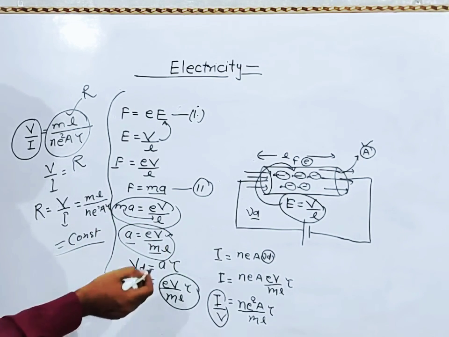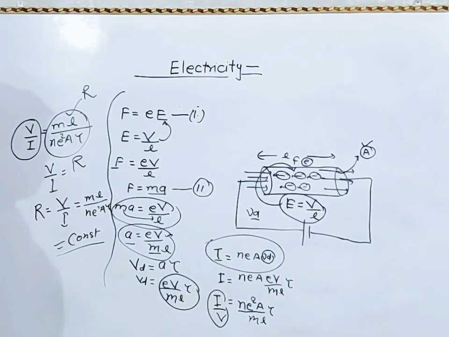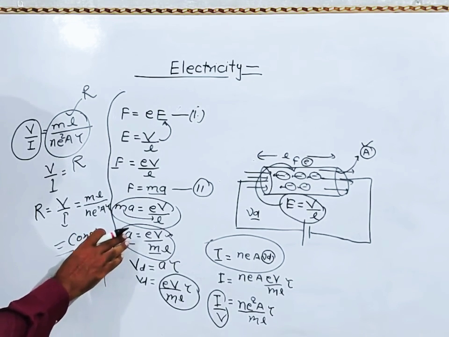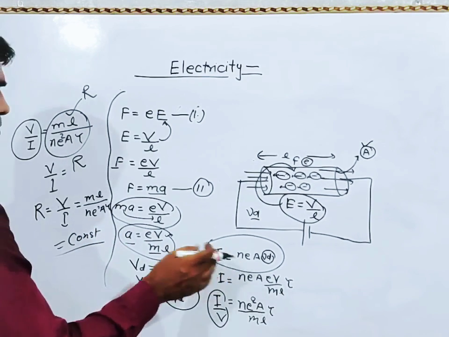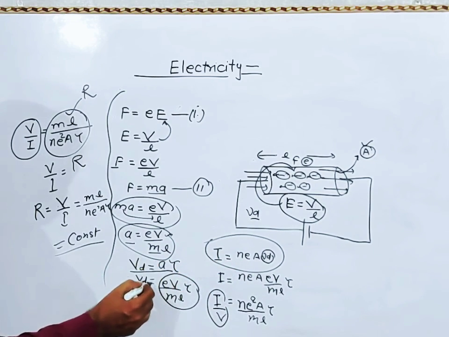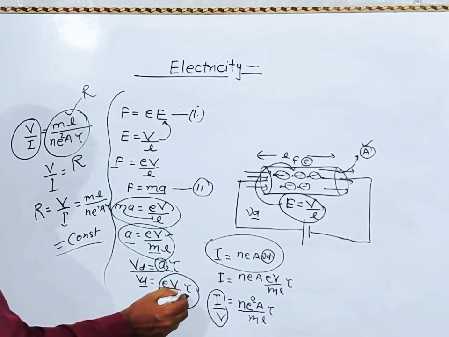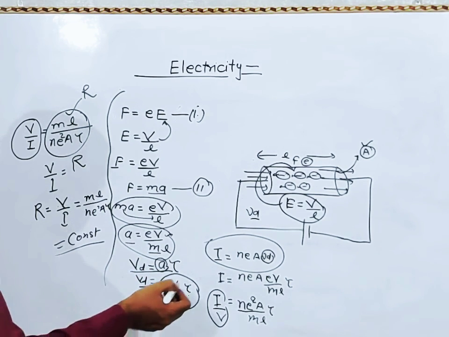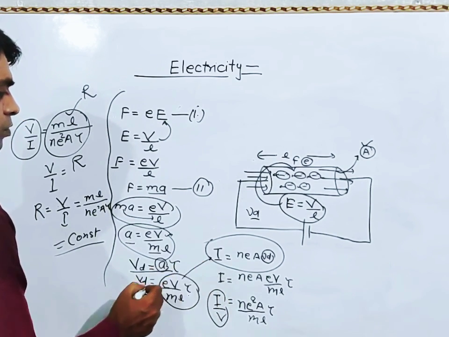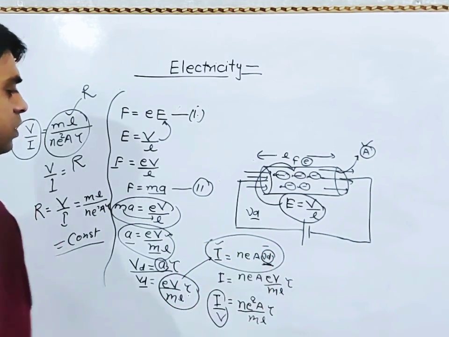Now again we know the relation between drift velocity and electric current: I is equal to nAeVd. Just place the value of the acceleration, whatever we calculated, so Vd is equal to a times tau, in this equation. So Vd is equal to eV tau upon mL. Now after this we have to place the value of Vd in the equation I is equal to nAeVd. Here we will place the value of Vd.